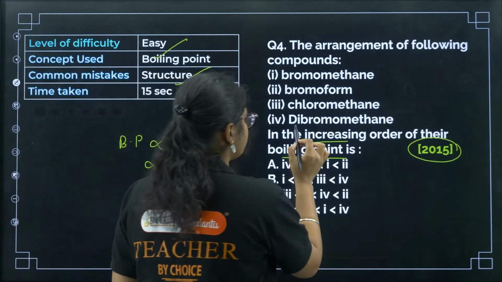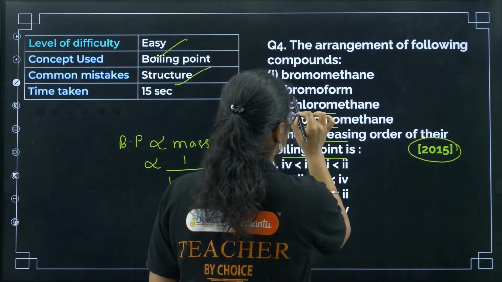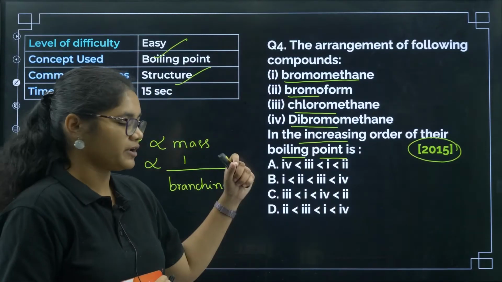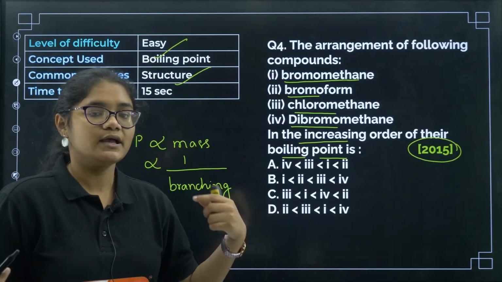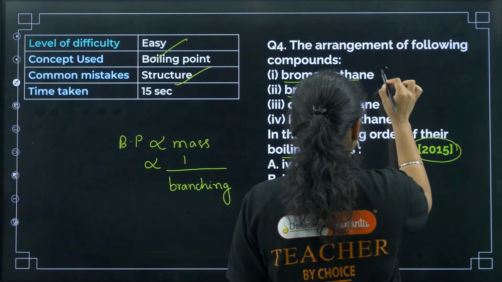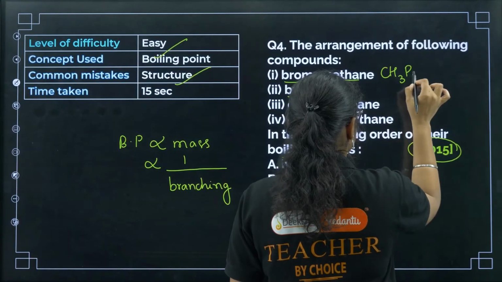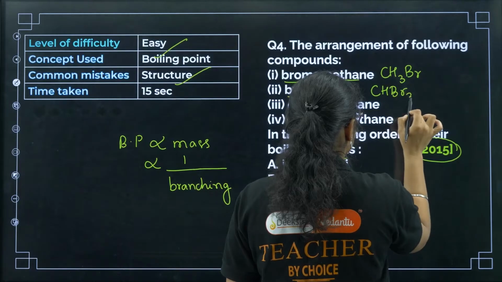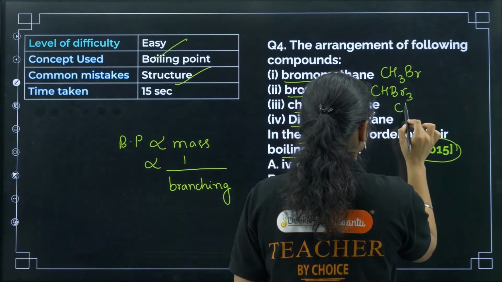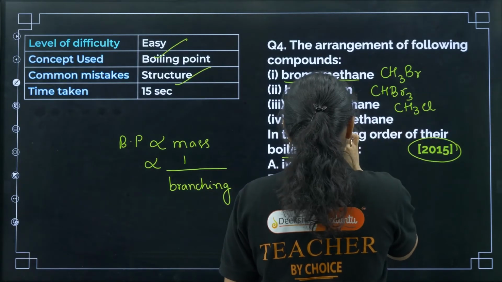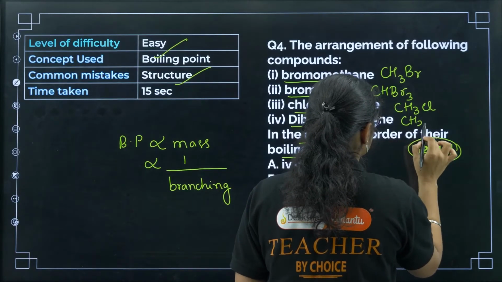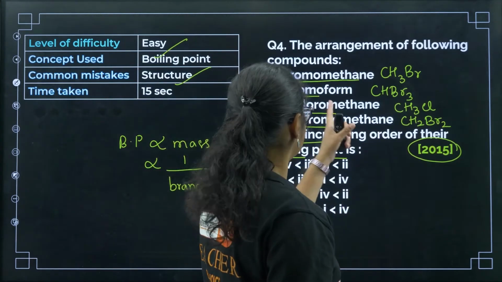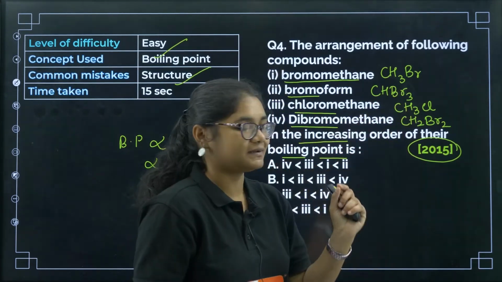Now if you see here, we have dibromomethane, chloromethane, bromoform and bromomethane. So first let us write down the structures of them so that we can more easily compare them. Now bromomethane is CH3Br, bromoform is CHBr3, chloromethane is CH3Cl, dibromomethane is CH2Br2.